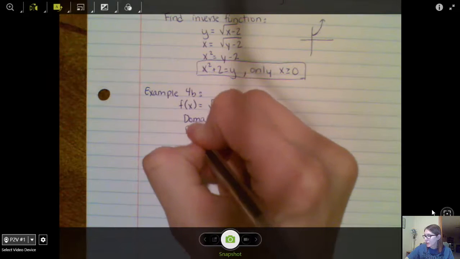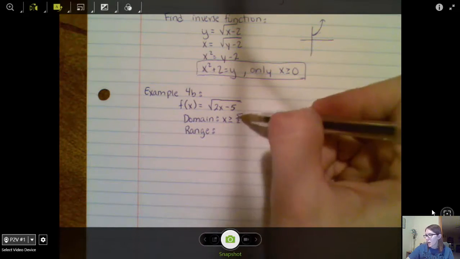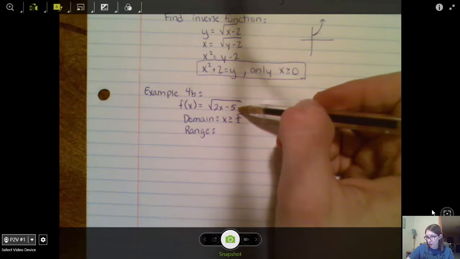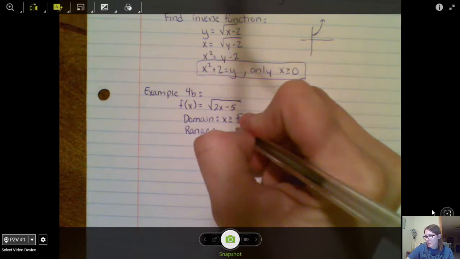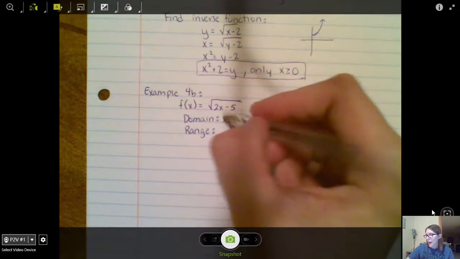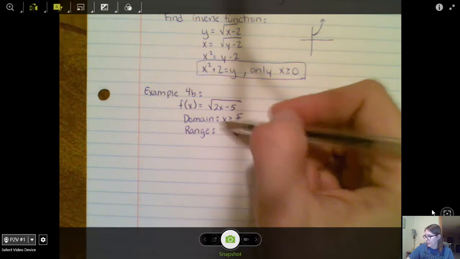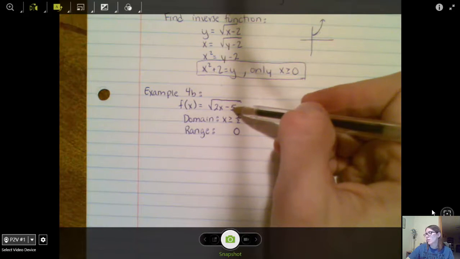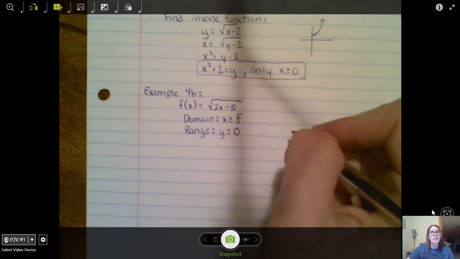Okay, my range, similar thought process as before. If I plug 5 halves in for x, minus 5 is 0, square rooted is 0. So my range is going to be related to 0 somehow. If I plug in a number more than 2.5, like 5 for example, 10 minus 5 square rooted is more than 0. So y greater than or equal to 0 is my range here.